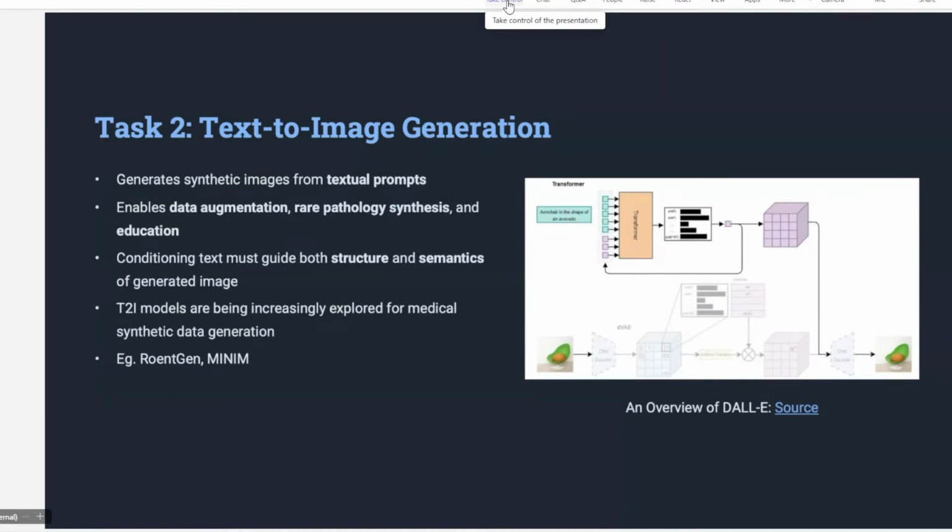And if you think of how this can help in a medical context, for synthetic data generation, or for synthesizing images for rare diseases, or creating training datasets where real examples are scarce, the applications are plenty.